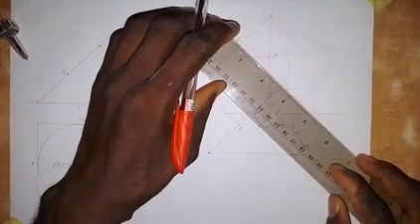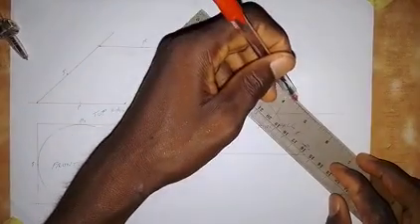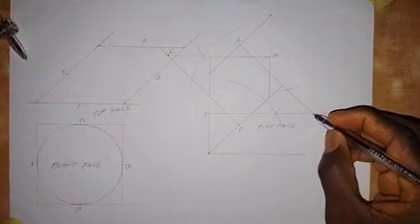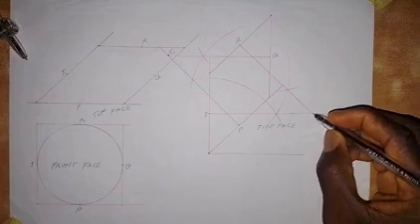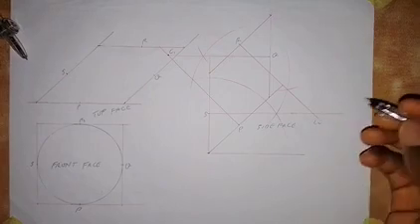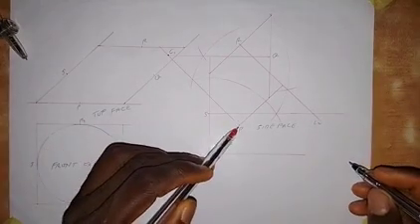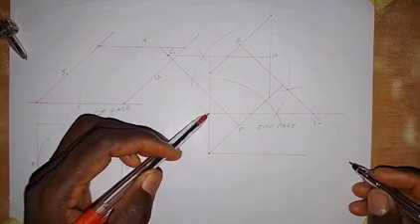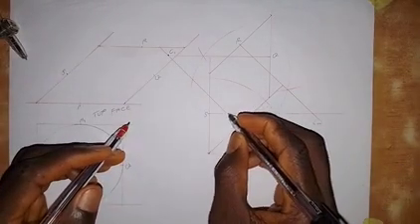Then I also need to extend this line. If I extend like this, they intersect at this point here. This point, I'll call it point C2. Where this line that goes from P to C1 intersects this line that goes from S to C2, I will call it point 1.